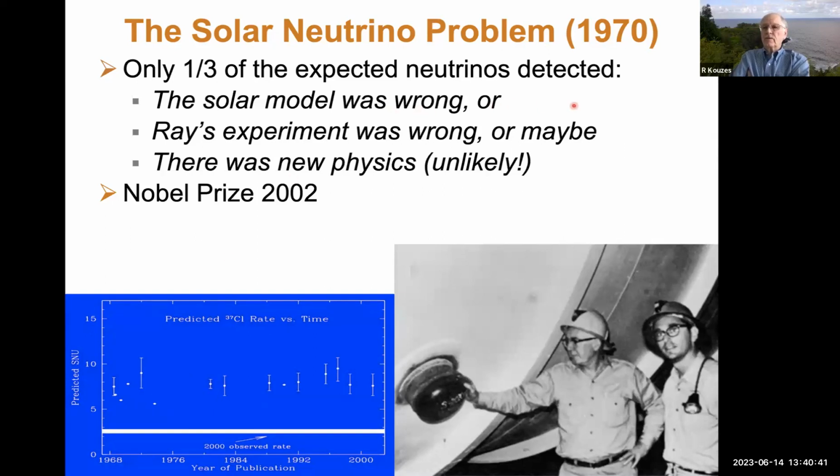So back in the 1970s, when I actually got involved with this work, there were three possibilities. We knew that Ray had a measurement. So either the solar model that John Bahcall developed was wrong, or Ray's experiment was wrong in some way, or, very unlikely, maybe there was new physics that was occurring. And then Ray got the Nobel Prize for this work in 2002.